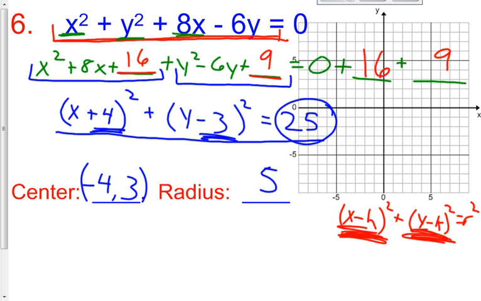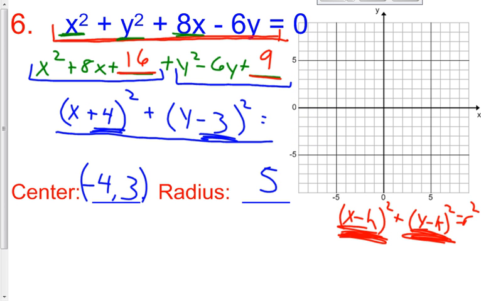Now we're going to plot this on our graph. I'm going to erase some of this. Hopefully you guys were able to write small enough where you didn't have to write on your graph paper. Our center is at left 4, up 3. And then my radius is 5 in every direction. And there is our circle.